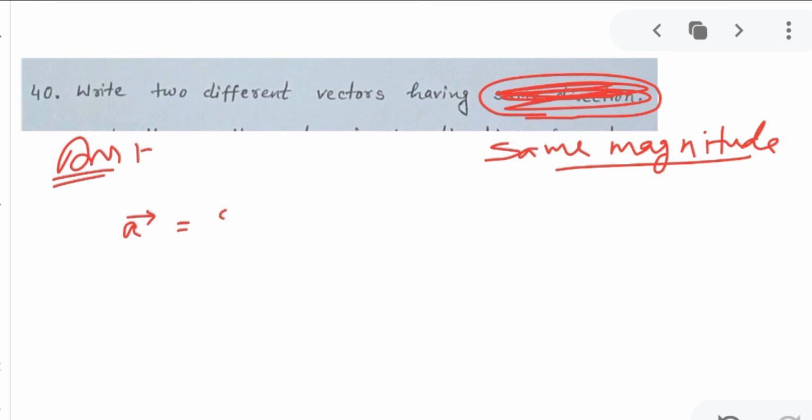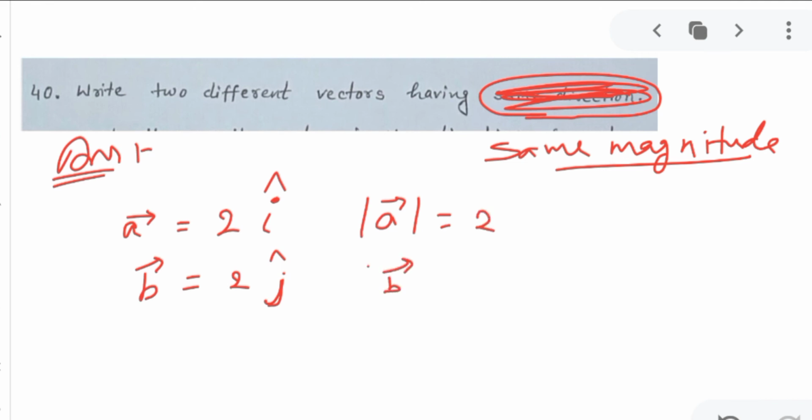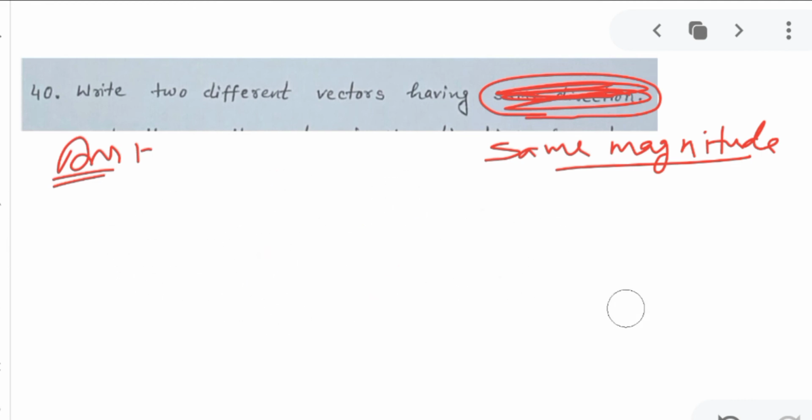Take A as 2i, where magnitude is 2 and direction is towards x, and for B you can give 2j. Both have magnitude 2, but the direction of one is towards the x axis and the other towards the y axis. This is a simple example you can give, or it could be k as well. If you want to give another example, then you can give it like this.